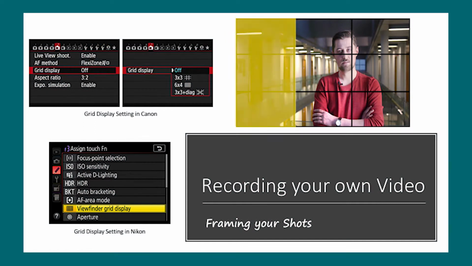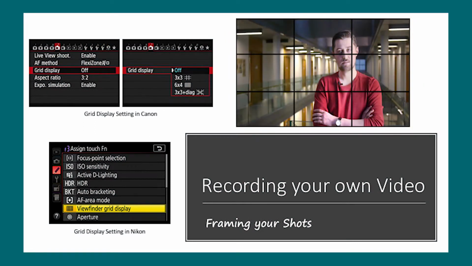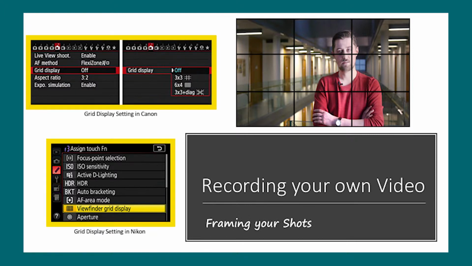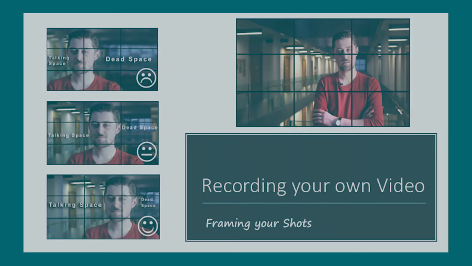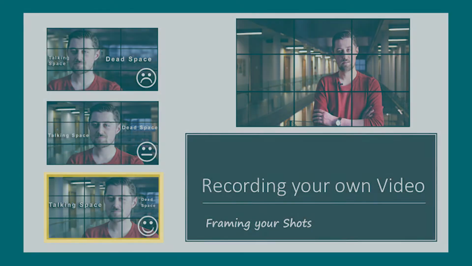When framing your subject, we use the rule of thirds. The rule of thirds means that a subject isn't centered in the frame. Instead, the main focal point is a bit off to one side. Using the rule of thirds draws the viewer's eye to the subject. You want it to feel like your subject has adequate talking space. There are tools like grid displays built into most cameras that will help you frame your shots. Make sure to frame your shot so the subject is talking towards the side with the most space.